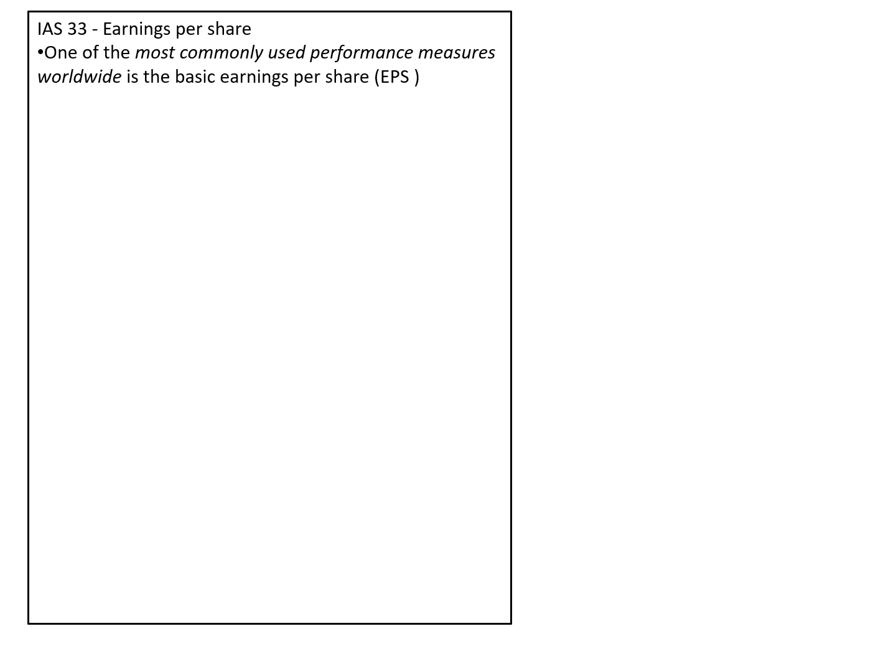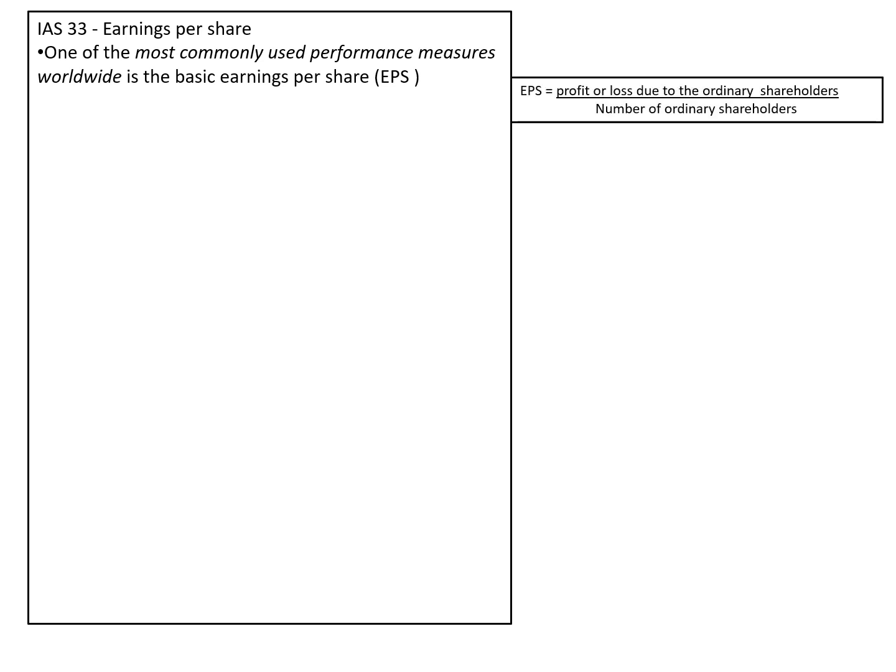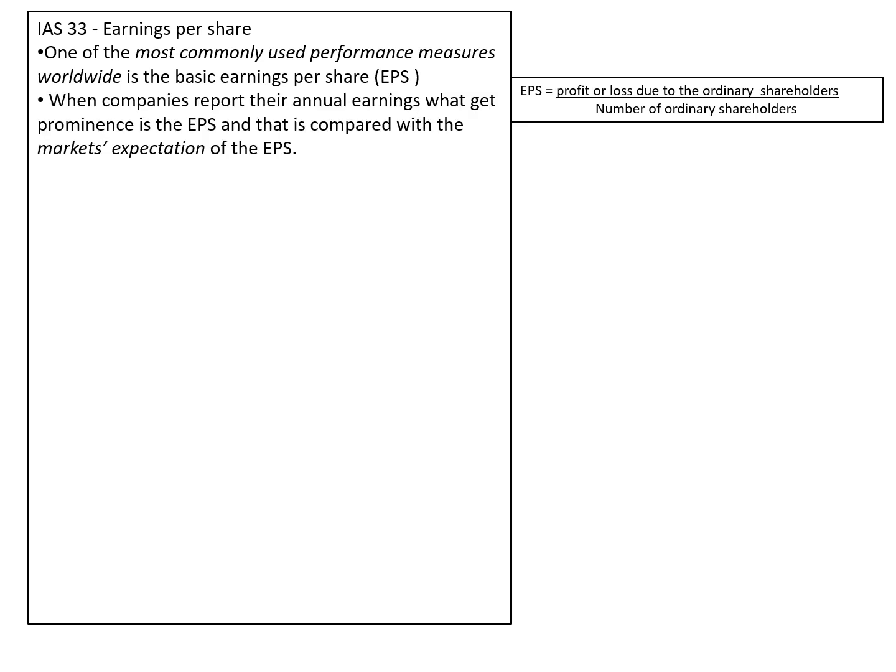One of the most commonly used performance measures worldwide is the basic earnings per share. That is the profit or loss due to the ordinary shareholders divided by the number of ordinary shares. So you get an earnings per share. When companies report the annual earnings, what gets prominent in the financial press is the EPS, and that is compared with the market's expectations of the EPS.